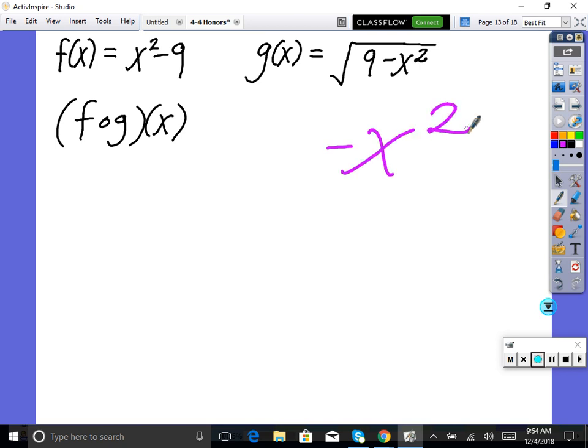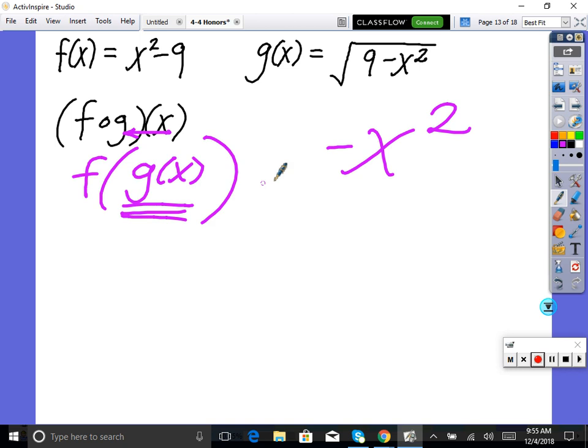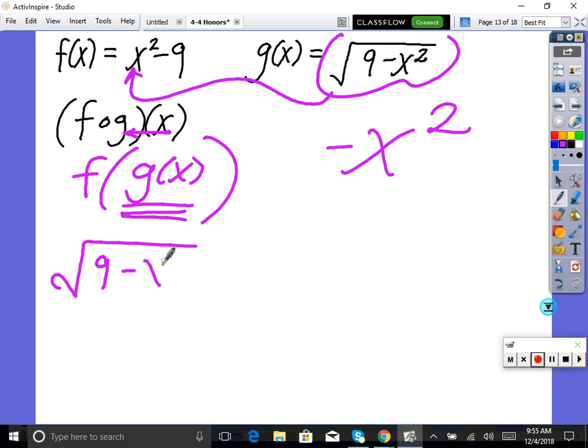Negative x squared, I agree. Yeah? Okay, great. Do I need to go over that? So if we take g of x and plug it back into f of g of x, we're plugging g of x into function f wherever there's an x. It replaces it. So then we have the square root of 9 minus x squared, minus 9. Do you guys see how that replaces?